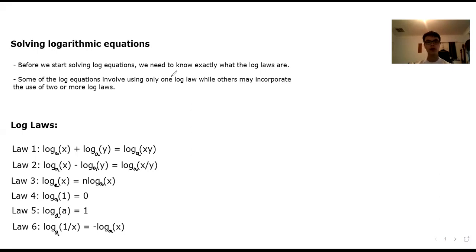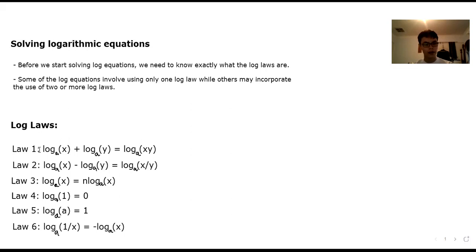But before we get started, there are some important things that we need to take note of, which are knowing what the log laws are. Some of the log equations involve using only one of the log laws, while others may incorporate the use of two or more log laws. Let's have a look at each of the log laws down below.